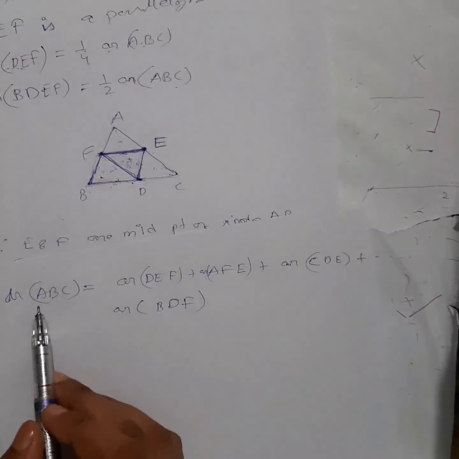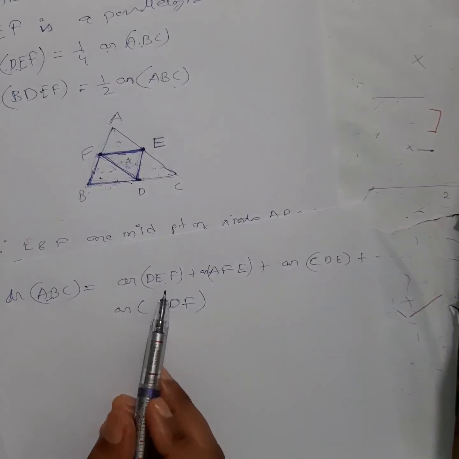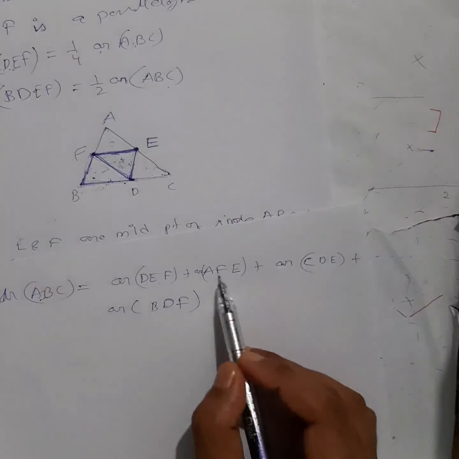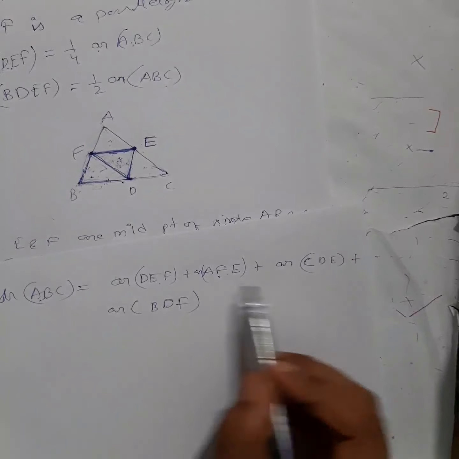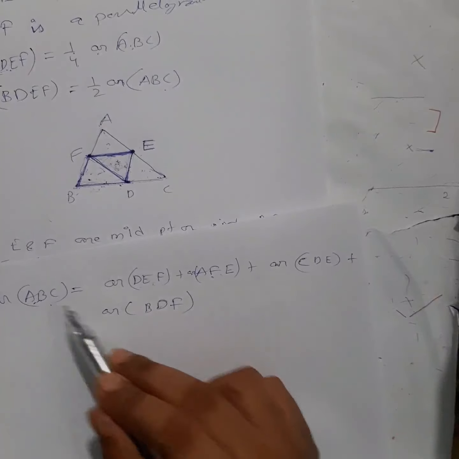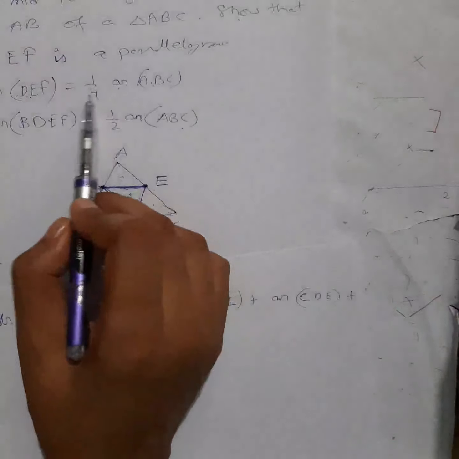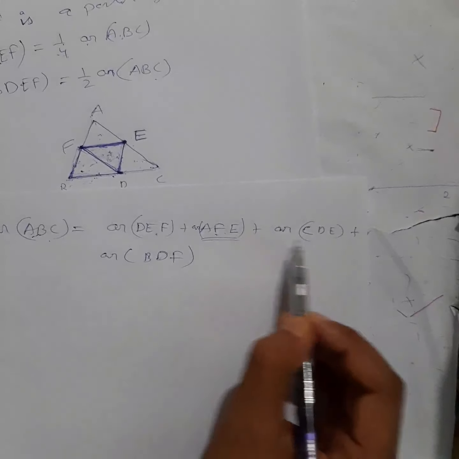Now from this equation you can see this is an equation where ABC is there, DEF is there, right? The only thing you have to do now is remove all this other area or convert it in this form. Then it will become an equation of only ABC and DEF. After that, arrange it, and you will get this one only.